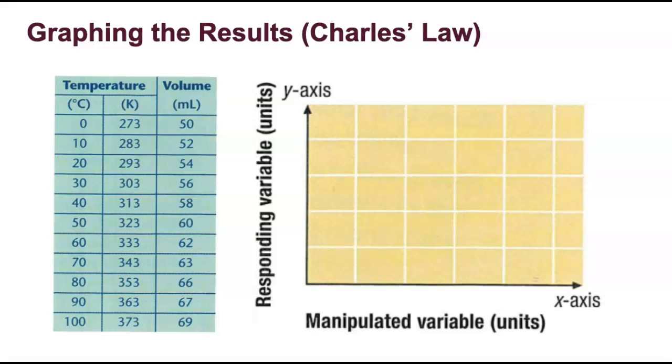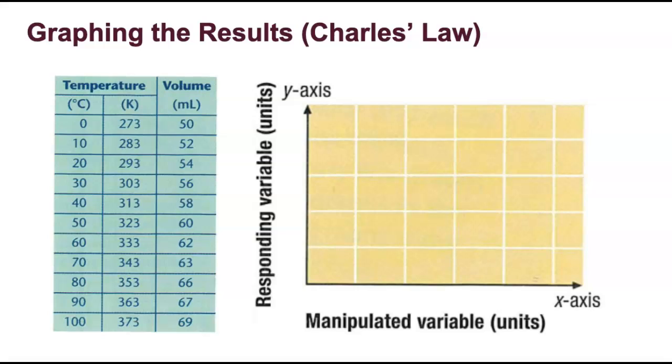When you're looking at your axes, you're going to label always using your manipulated variable, your independent variable, along the bottom, the x-axis, and your responding variable, or your dependent variable, is going to go along the y-axis. It's important to always remember to put your units onto your graph. So in this case, our manipulated variable, our independent variable, was temperature. That was being changed, and then as a result of that, the volume also changed.